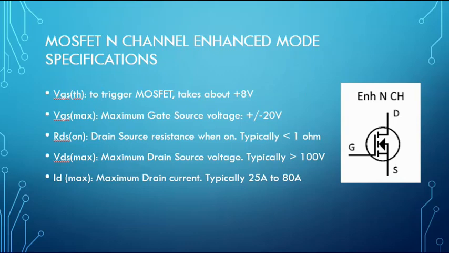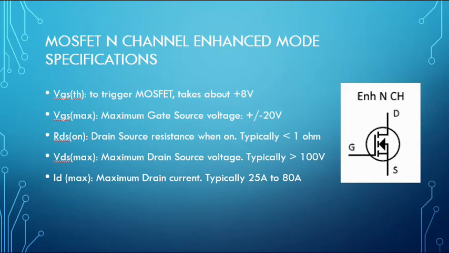If we look at the specifications for a MOSFET, the very first one is VGS TH, our gate-source threshold voltage, which is the voltage to trigger the MOSFET to switch it on. It takes about 8 volts, as a rule of thumb. You say 8 volts, you're safe there. We also have VGS max, the maximum gate-source voltage you can put on the gate before you'll damage it, typically about plus or minus 20 volts.